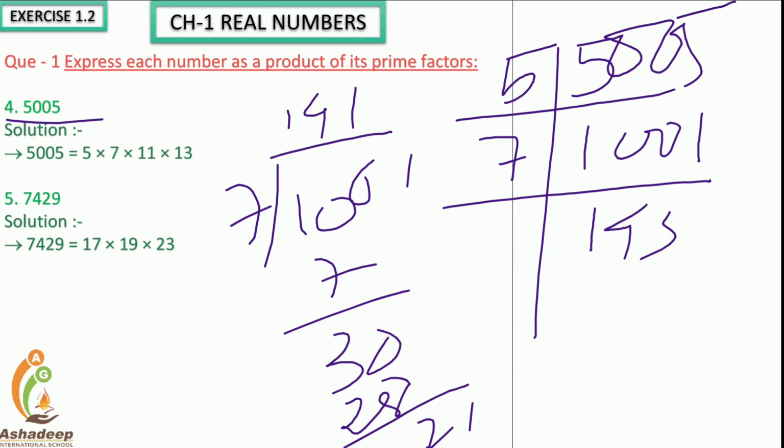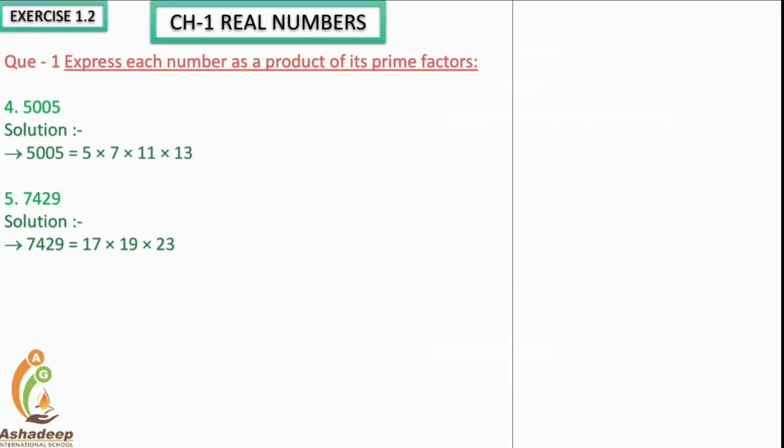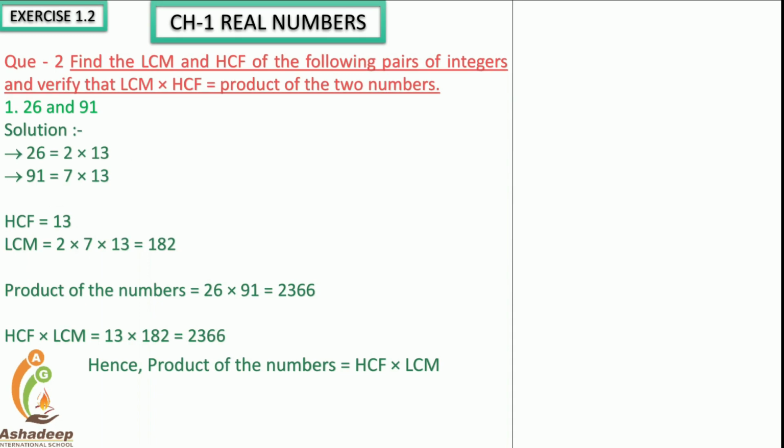Now 143: 1 and 1 is 4, so it is divisible by 11. 11 1s are 11, 3s are 13, and 13s are 1, right? So it is 13, 11, 7 and 5. In the same manner you can do 7429; you have to do the same for 7429. Right, now let's move ahead.